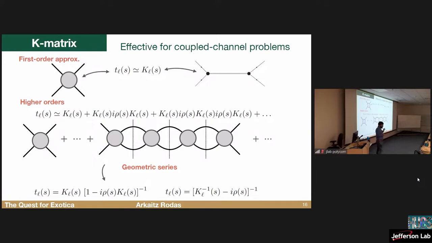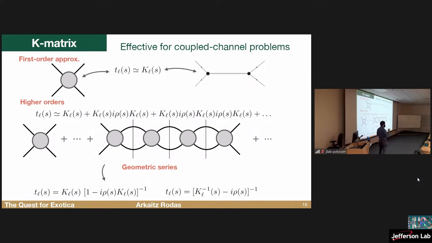What we are going to do is called the K-matrix approach. It's very simple, customary, we all use it nowadays, and it's powerful, as you'll see. The first thing is, we're going to assume a first order approximation. Let's say that we are close to a resonance. This resonance can decay to many possible channels. This is going to dominate the partial wave close to the resonance.